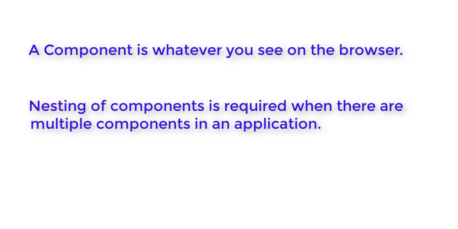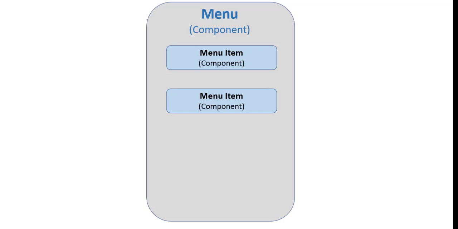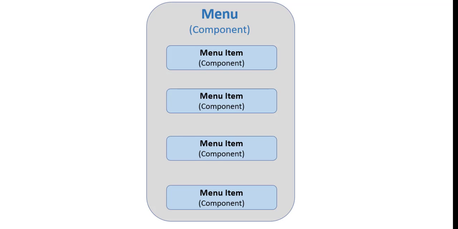When there are multiple components, there are strong reasons that you need to place one component into another. Example, suppose an application has a menu. Let's assume that it is a component named menu component. A menu has multiple menu items. Now, each menu item is also a component, such as a menu item component. Obviously, for creating a menu, you need to embed multiple menu item components into menu component.